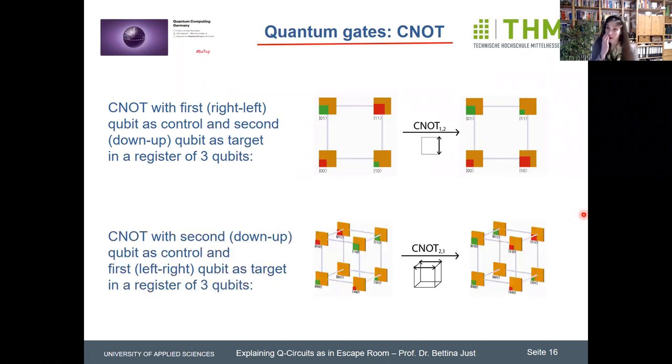Of course, CNOT can also be applied on two qubits in a register of three qubits. Here's an example. We have the second qubit, the down-up qubit, as control bit. So things will happen only when this control bit is one, which means in the upper phase of the qubit. And here, the first qubit is the target bit. The first qubit will interchange. So that's what CNOT does. Where the control bit, the second, is one, the first will interchange. This is how one can imagine what CNOT does.